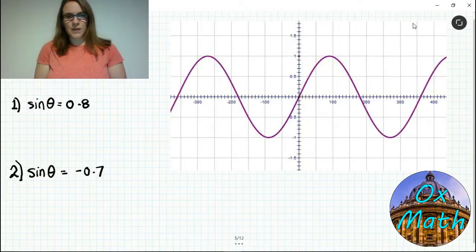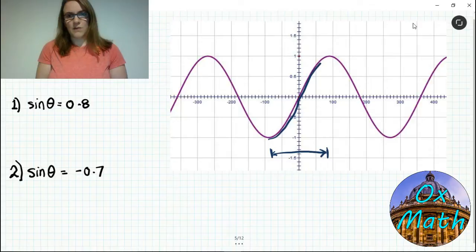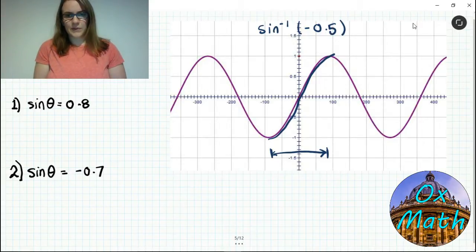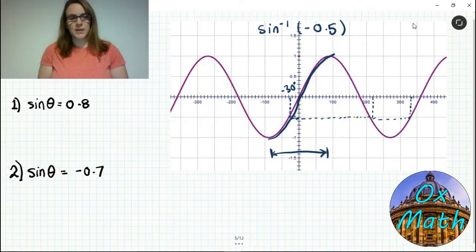Now, in terms of the answer that your calculator will give you, it gives you the answer between this region here, between minus 90 and 90 degrees, so this portion of the graph. So if you typed into your calculator sine minus 1 of minus 0.5, minus 0.5 is down here, your calculator would give you this angle, which is minus 30, where actually you would be more likely to be interested in this positive angle over here, or even this positive angle over here. So let's have a look at how we can actually find those two angles and how we could solve it.